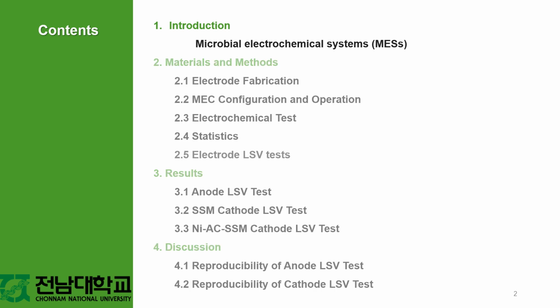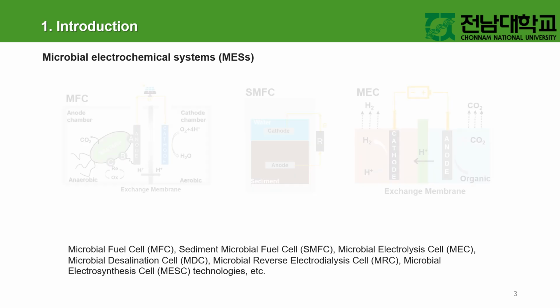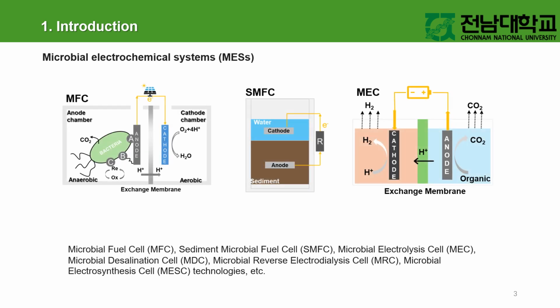Now let's begin. This article is divided into 4 parts. First is the introduction. Microbial electrochemical systems are new systems employing microbial electrochemistry to produce bioenergy or value-added chemicals. These include microbial fuel cell, sediment microbial fuel cell, microbial electrolysis cell, microbial desalination cell, microbial reverse electrodialysis cell, microbial electrosynthesis cell technologies, etc.